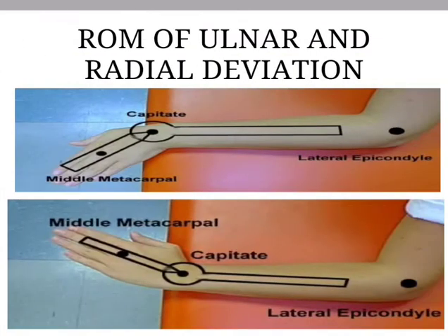Then for range of motion of ulnar and radial deviation, the stationary arm is parallel to the dorsum of the forearm, the movable arm is parallel to the third metacarpal bone, and the axis is at the capitate. And we do the radial and ulnar deviation. For radial deviation, the normal range is 0 to 20 degrees, and for ulnar deviation it is 0 to 35 degrees.